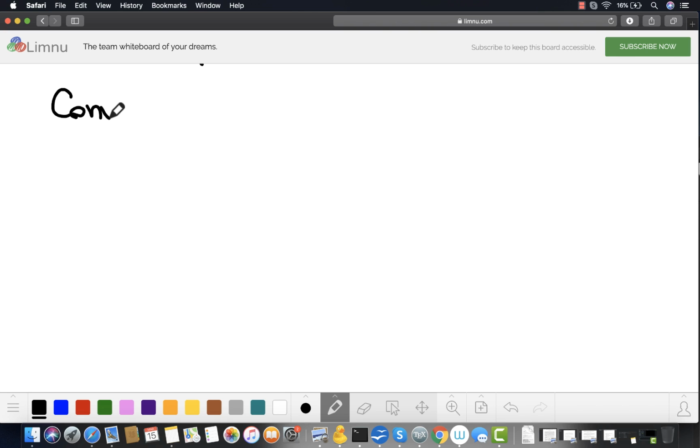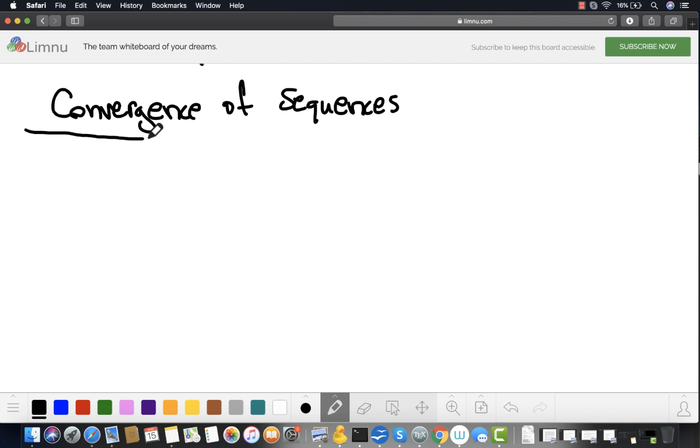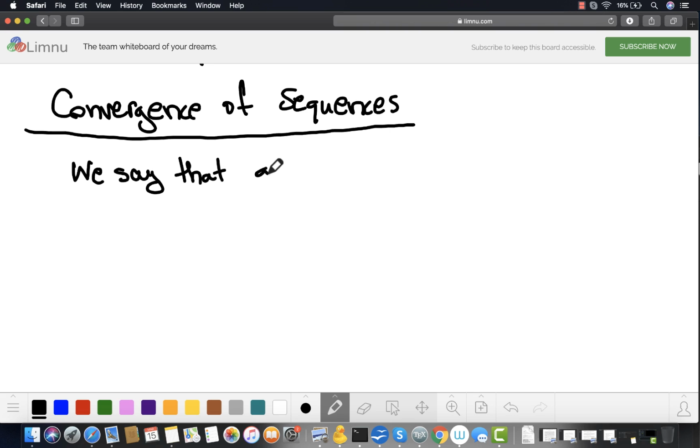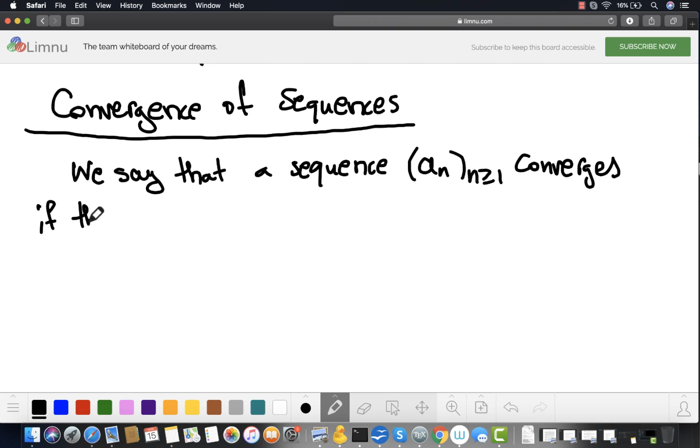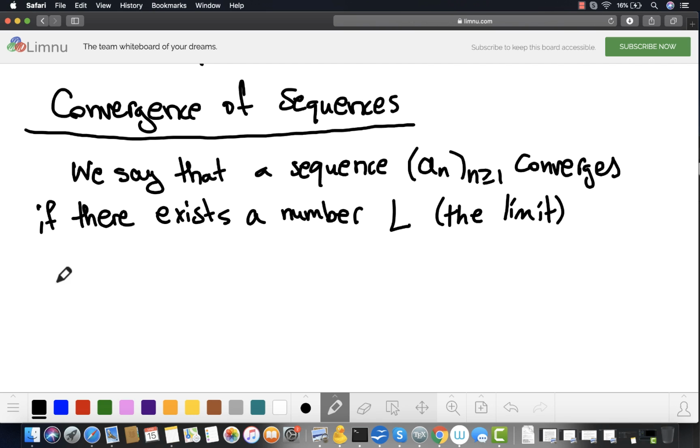So, convergence of sequences. We say that a sequence a sub n converges if there's a number L, this is going to be the limit, basically. If there exists some real number L, using the letter L because it's supposed to denote the limit, such that the terms of the sequence get closer and closer to L as n gets bigger and bigger.